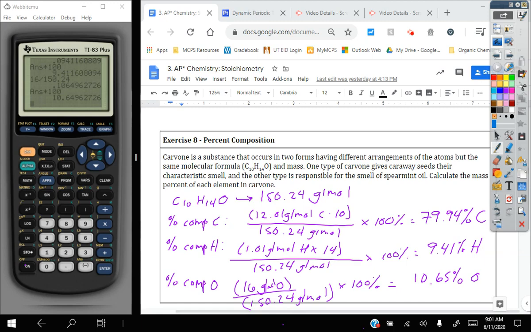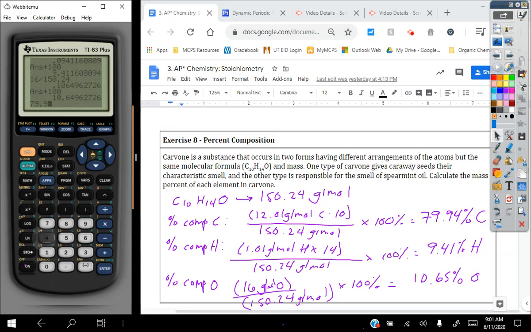Now, something to note, depending on your rounding, your percentages at the end may not always add up to 100, but they will be very close. So you can always check 9.4 plus 9.41 plus 10.65. This time it did add up exactly to 100, even with me rounding to 2 decimal places, but sometimes it might be like 99.98 or something like that, and that's okay as long as you set up your problem correctly.